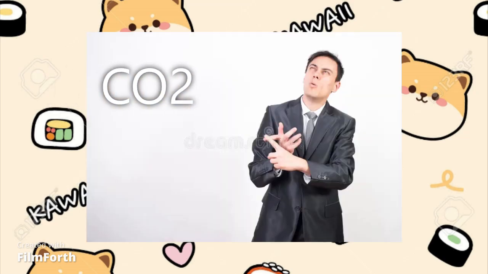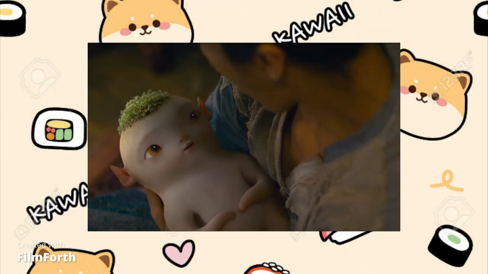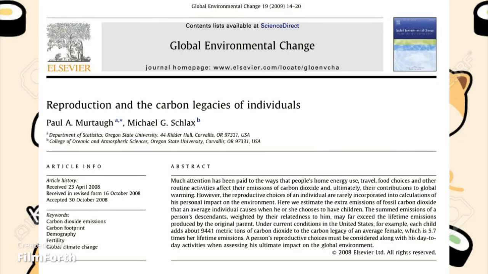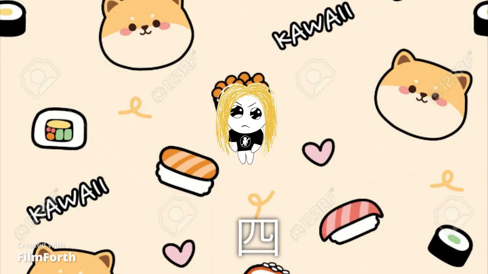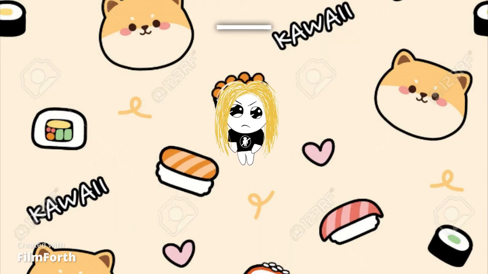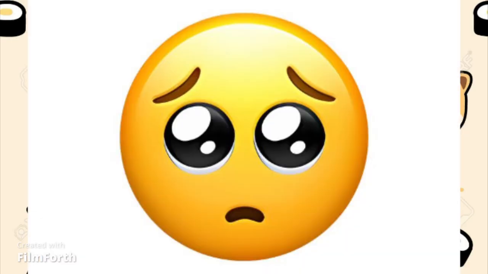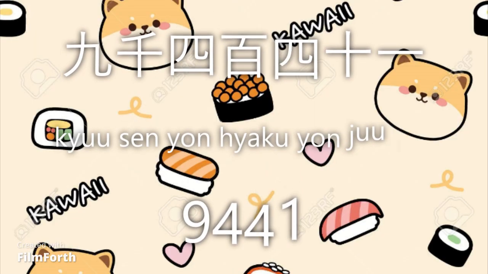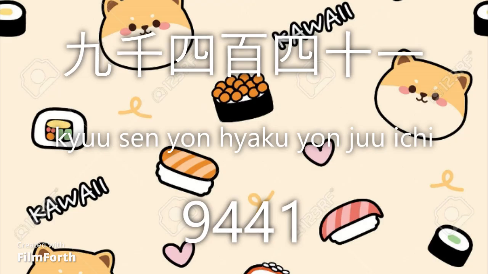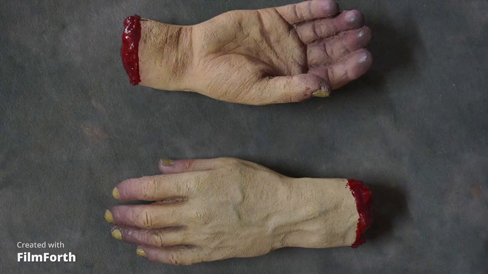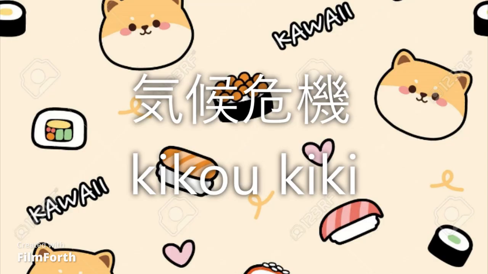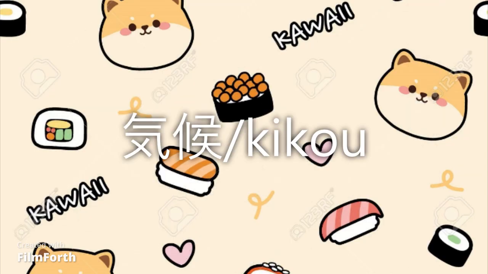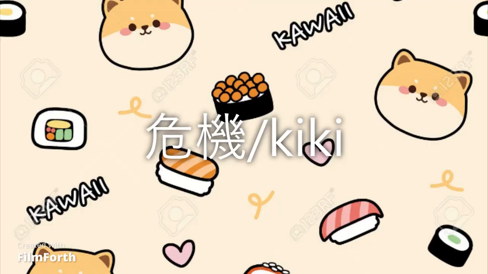How much CO2 haishutsu ryo does having a child cause? According to one study, it's 9,441 metric tons. 9,441 is how to say that number, okay? 9,441, meaning this is something to consider. On the other hand, there's the prospect of someone being born into having to deal with the repercussions of the climate crisis. Kiko Kiki is the translation of the climate crisis. Kiko means climate and Kiki means crisis.